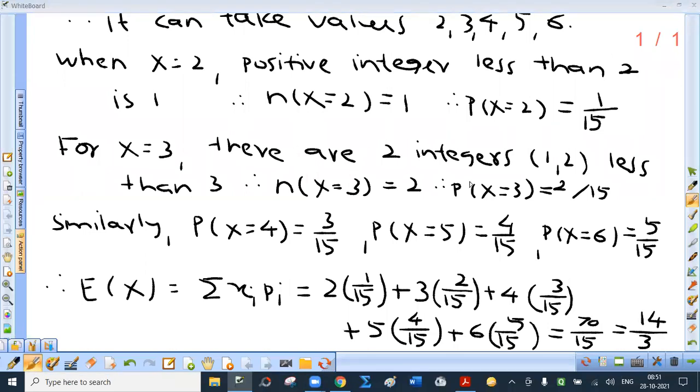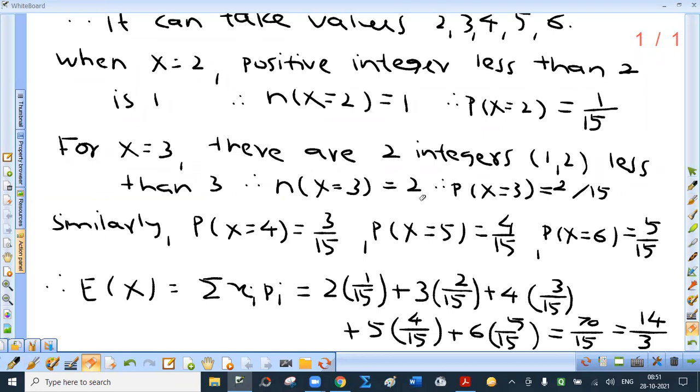So when X is 2, you have to actually write this. At least write for X equal to 2 and X equal to 3. So when X is 2, positive integers less than 2. Actually, this was correct. There is only one positive integer less than 2, which is 1. So for X equal to 3, there are two integers less than 3.